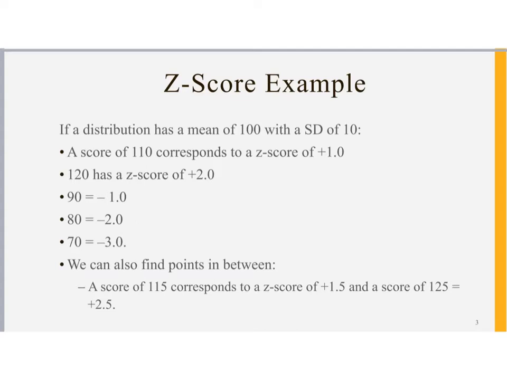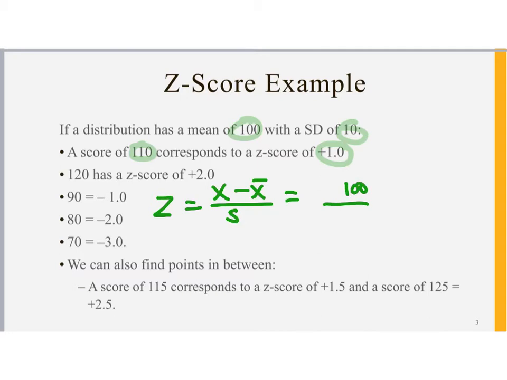If a distribution has a mean of 100 and a standard deviation of 10, a score of 110 corresponds to a z-score of +1. This is because the z-score formula says take the raw score and subtract from it the mean score, then divide by the standard deviation. So if we had a mean of 100 and a standard deviation of 10, and our raw score was 110, we end up with 10 over 10, which is +1.